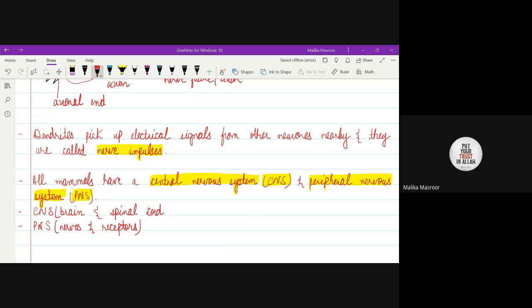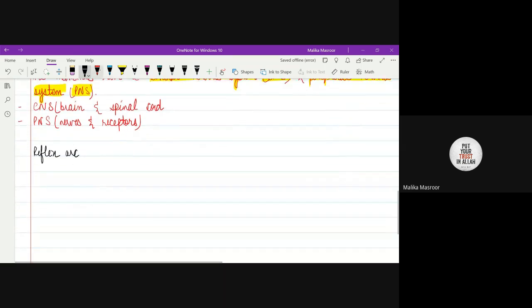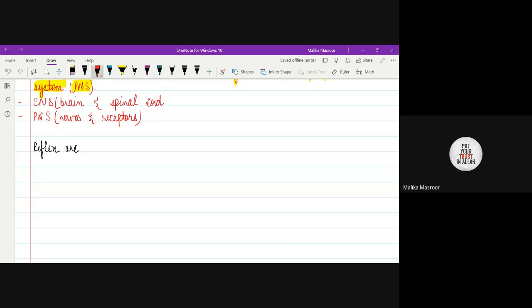Now, if I talk about your reflex arc, reflex arc is the pathway of reflex action. And then you will ask, what is reflex action? So, pathway of reflex action. Coming to the point, what is reflex action? You might have heard that it's the automatic response of the body to stimuli, right?